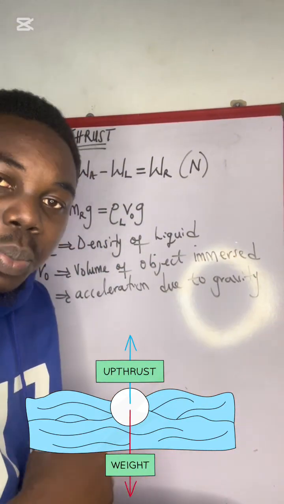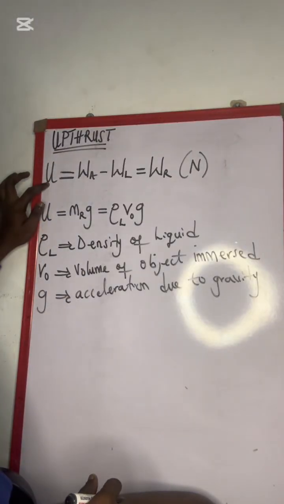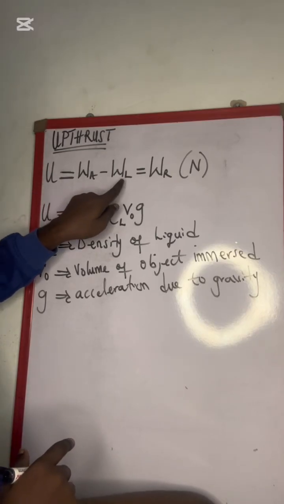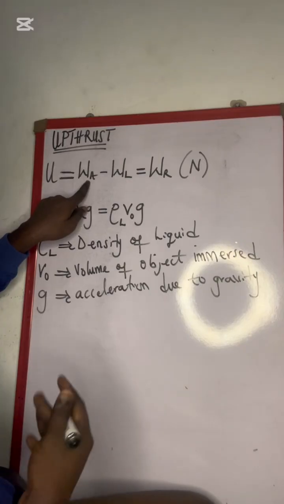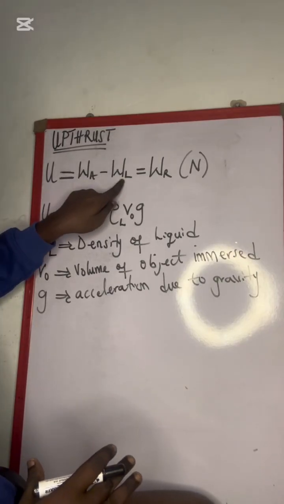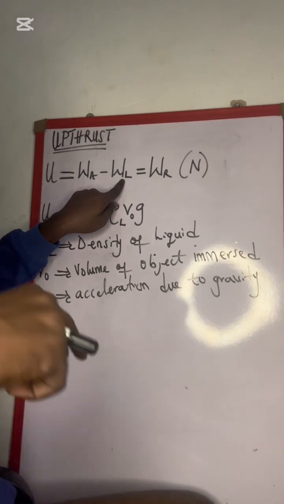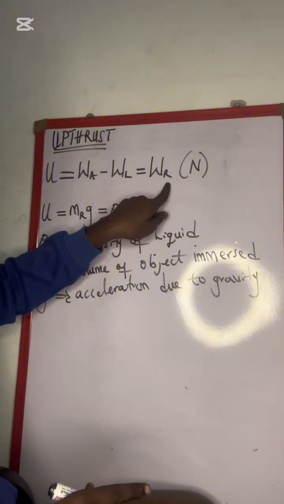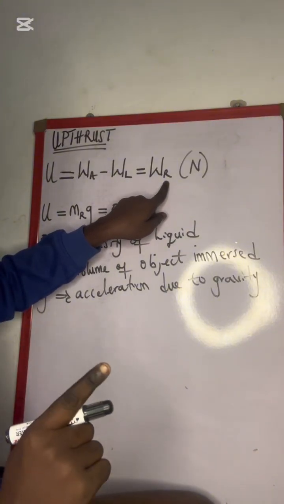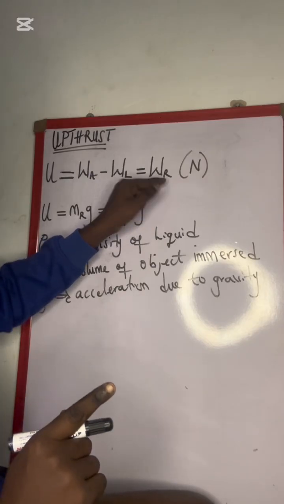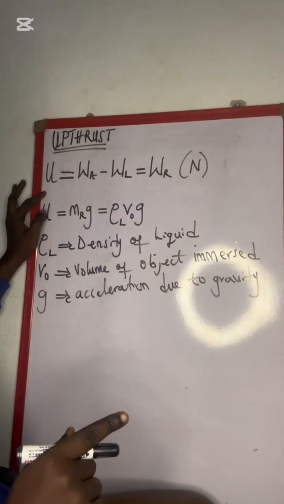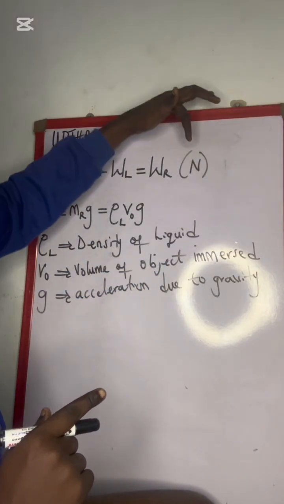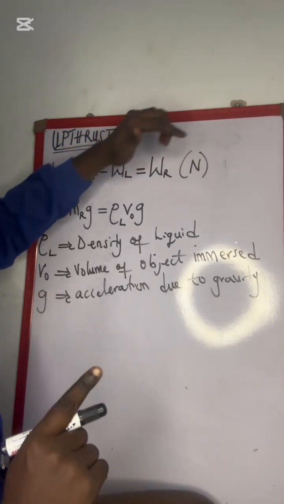Upthrust. Now, on the board, we see upthrust is equal to weight in air minus weight in liquid. Weight in air, the actual weight of the object. Weight in liquid, the weight the object feels inside the liquid. Now, this I say is equal to WR. Take note, WR refers to the resultant weight, which is that difference in the weight, and that is the upthrust. Because it is weight, therefore it is a force, and hence the units will be newtons.